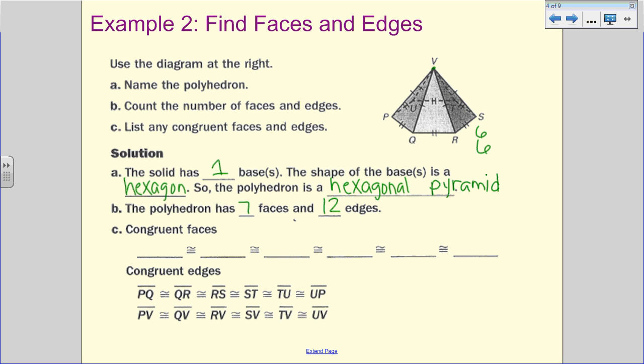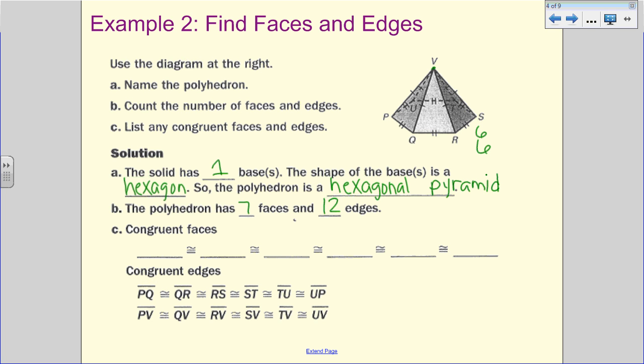So if we think of this as the 2-dimensional figure that we studied in chapter 6 and in chapter 8, it creates an edge. And then from each of those vertices, there's going to be another edge. So we have a total of 12 edges. We want to talk about the congruent faces.